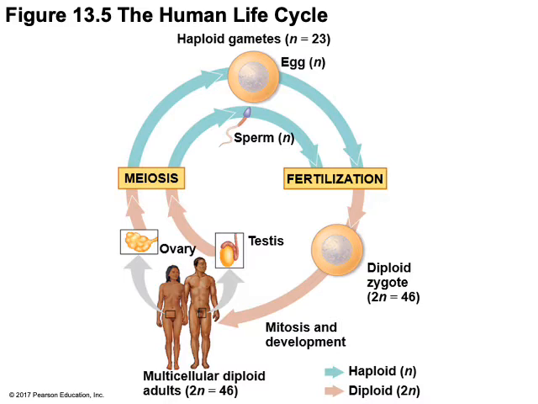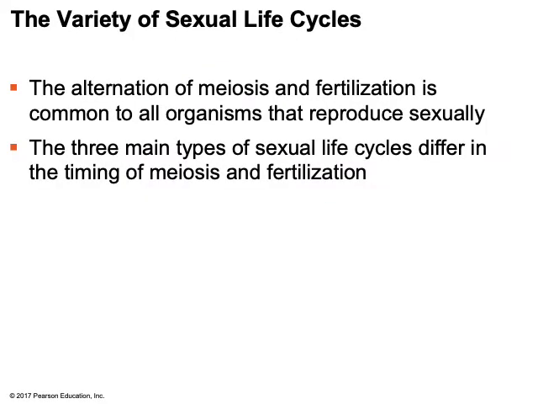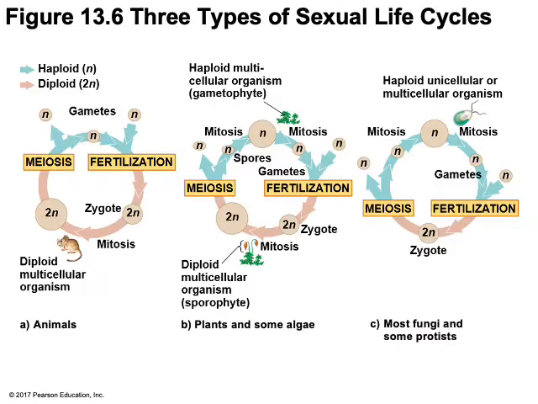Most of your life cycle is going to be diploid, and a little of it is going to be haploid. But recognize that there is actually variation in life cycles. There are different ways to play the game. In fact, there are three basic patterns that we see in eukaryotes, or at least multicellular eukaryotes. We've got the animal model on the left. So a diploid adult produces haploid gametes, fertilization, and then a zygote that develops into a diploid adult.